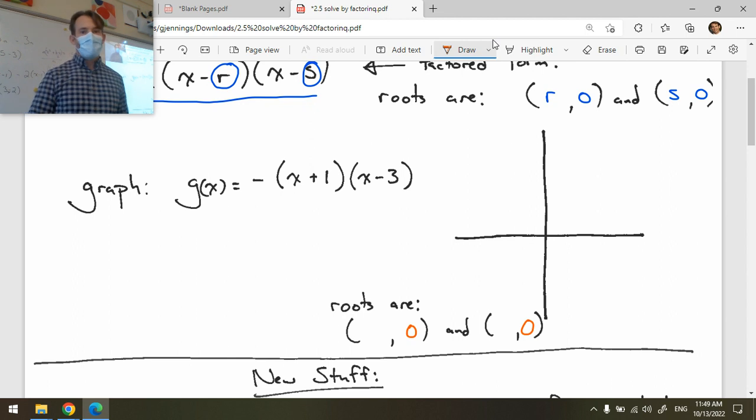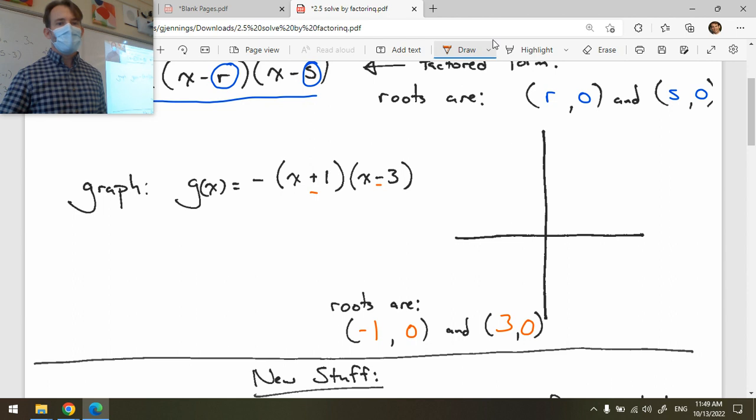Negative 1 and 3? I agree. Negative 1 and 3. Notice that we had to flip the signs here to get those roots. And we're going to be doing a lot of that sign flipping today in the brackets. Can anyone explain why we have to flip those signs?